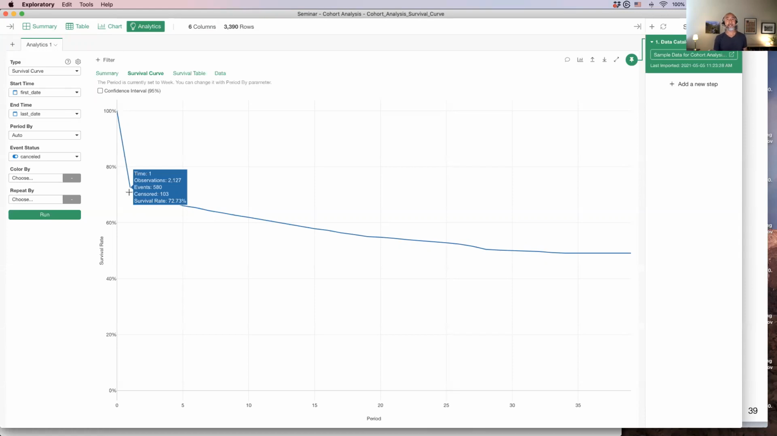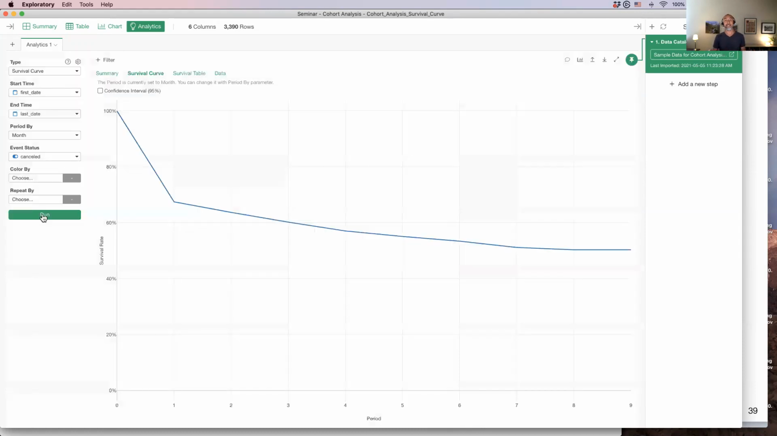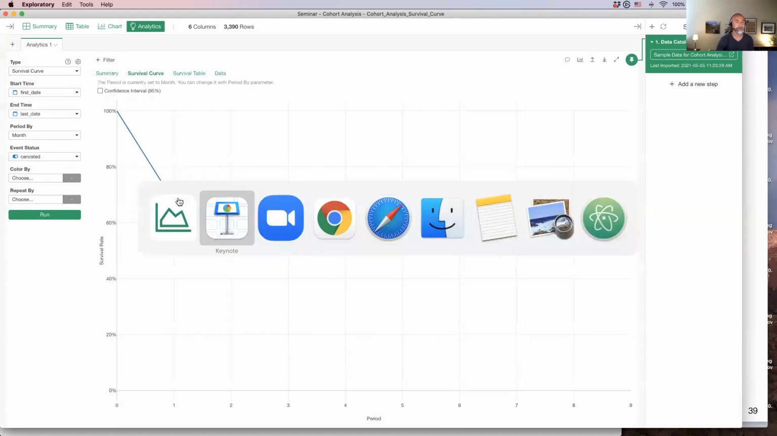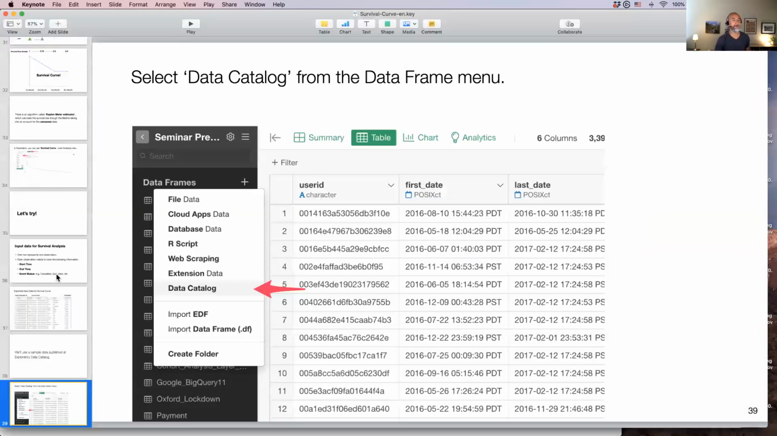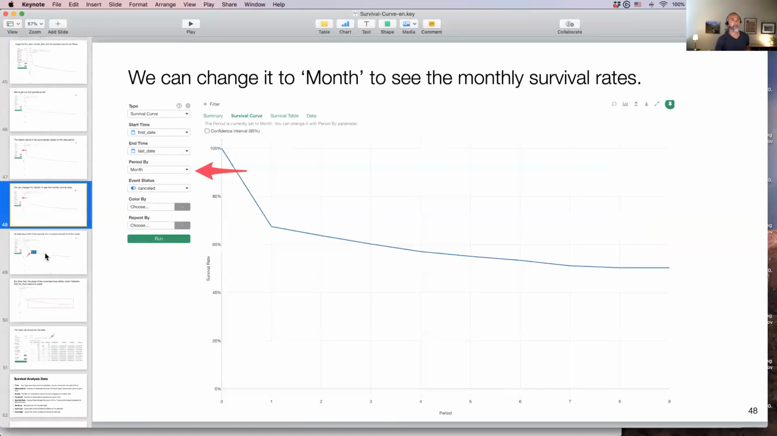If you want to change the aggregation unit to, let's say, months, you can change it under period by. I'm going to change it to months. Then we can see the survival rate through a given month, for example, up until the end of the first month, the end of the second month, and so on. Okay, so we get this here. That's our first survival curve. Here you go. All right.